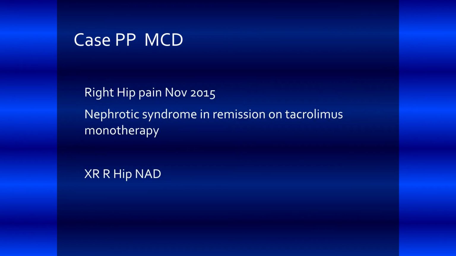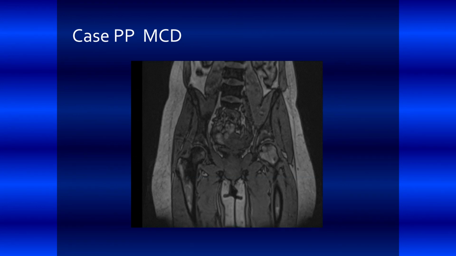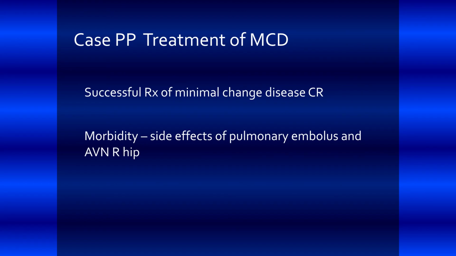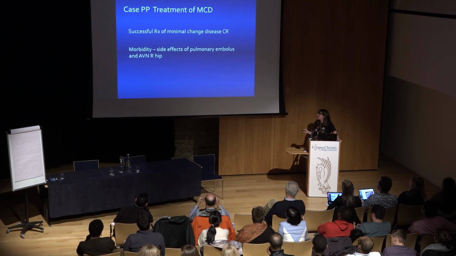So that was all very well, except that it wasn't over then, because she came back in November 2015. Her nephrotic syndrome remained in remission on tacrolimus monotherapy. X-ray of her hip didn't show very much, but we're talking about steroids, so it won't fail you to note that this is what her MRI showed, with a normal X-ray. So extensive avascular necrosis of the hip, actually mainly on the right, but also a bit on the left as well. And this is in a 21-year-old lady. So successful treatment of her minimal change disease, but significant morbidity, both due to the nephrotic syndrome itself and the side effects of the treatment, which didn't even work for her.